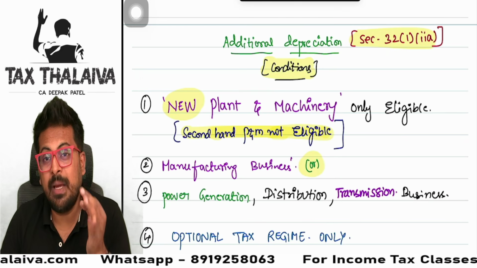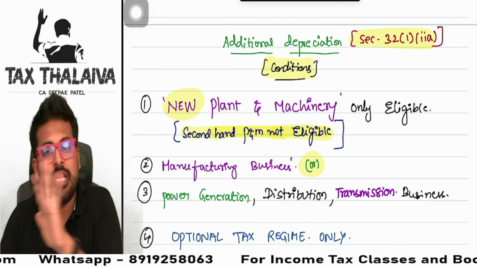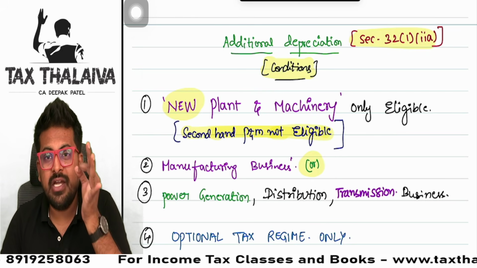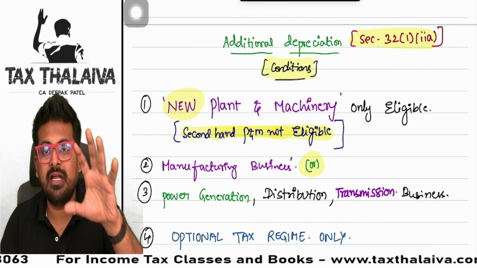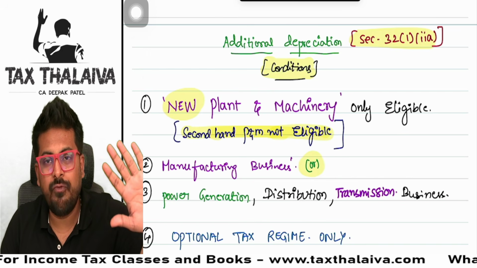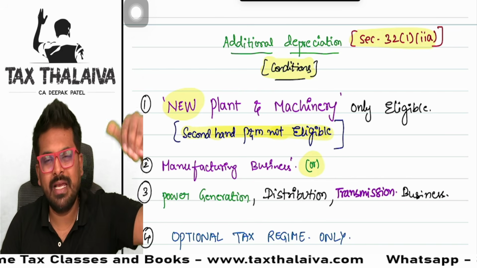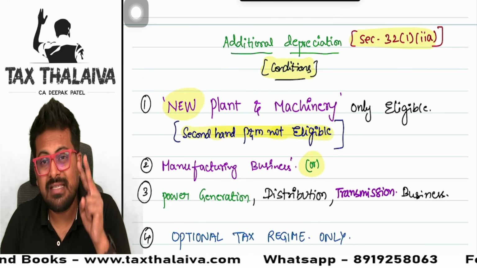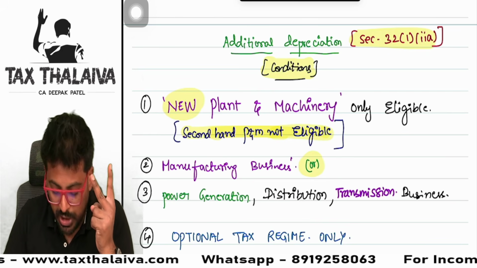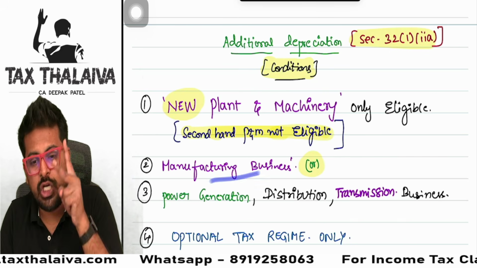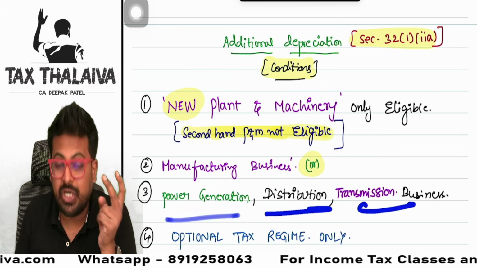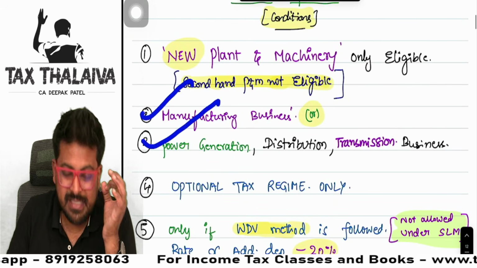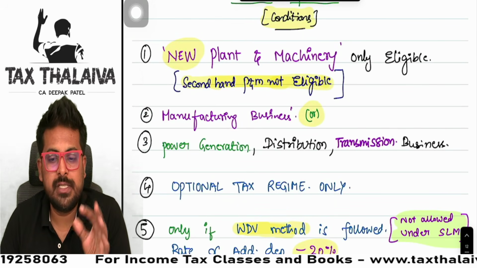And mind you, the additional depreciation is eligible only on plant and machinery and not on other assets. And the plant and machinery should be brand new. Second hand plant and machinery is not eligible for additional depreciation, though you may claim normal depreciation. And the assessee who wants to claim additional depreciation should be engaged in a manufacturing business or a power generation, distribution, transmission business. Only if you are in these two kinds of businesses, you are eligible for additional depreciation.